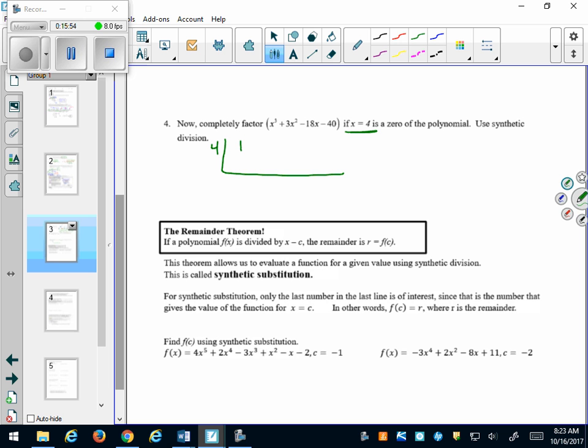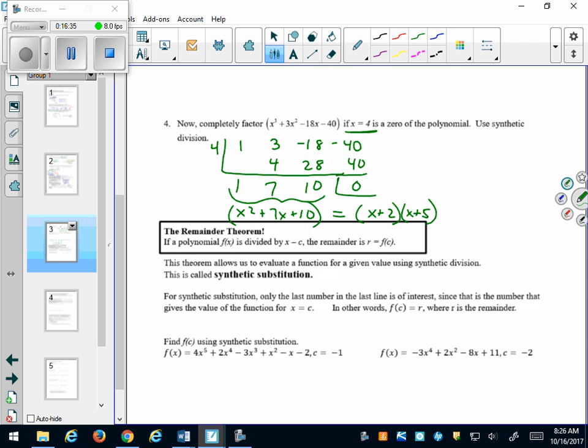X to the third has a coefficient of 1. We don't need placeholders here. All right, guys, so for this one, your synthetic division should have looked like this. Zero remainder. So this is the depressed polynomial. We get x squared plus 7x plus 10, and we have to factor it. That factors as x plus 2, x plus 5.